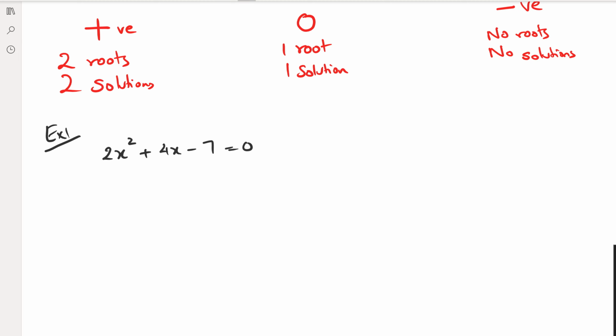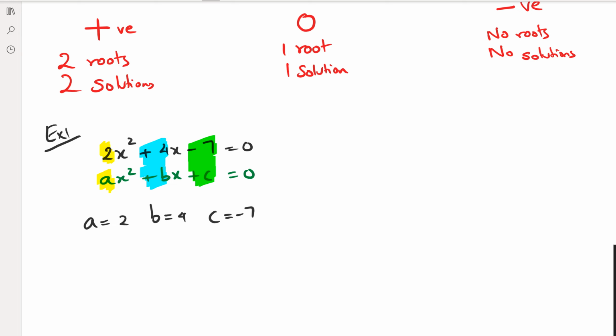So what we need to do is figure out what our a, b, c are. We've got ax squared plus bx plus c equals 0. And you guys can see that the a value is equal to 2, the b value equals positive 4, and the c value is negative 7. So I'm going to write all of this down: a is equal to 2, b equals 4, and c equals minus 7.